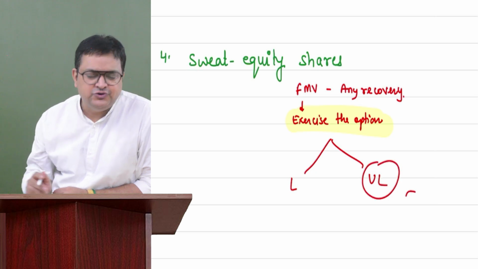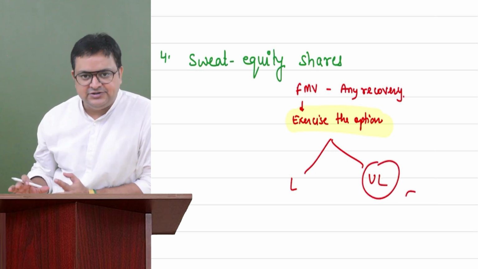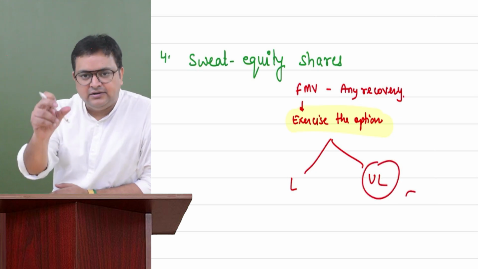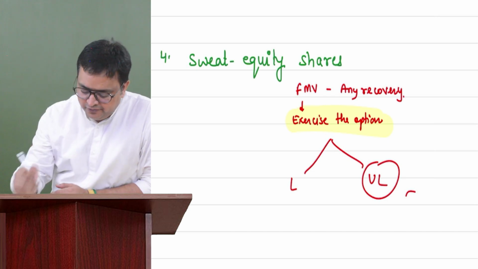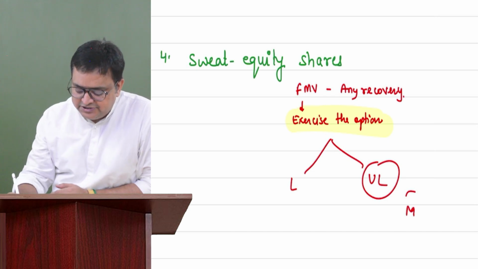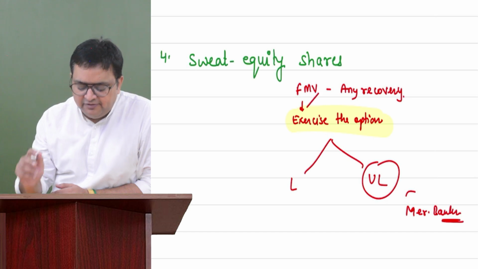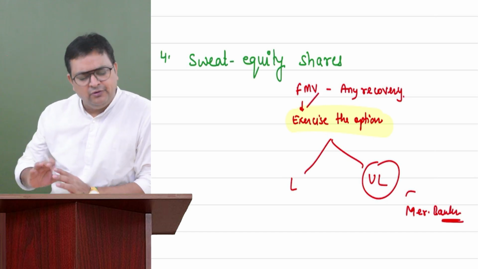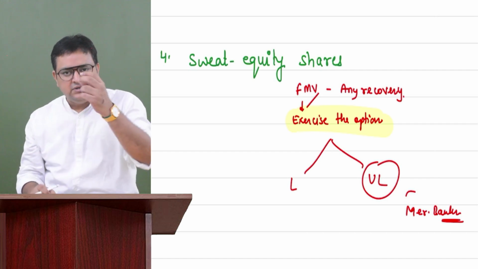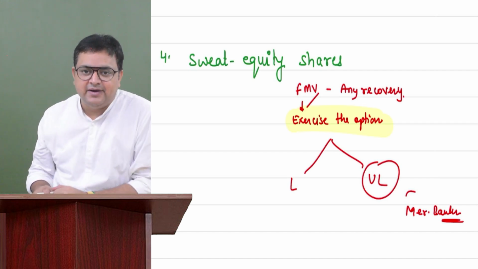For unlisted, we have no issues. If the share is an unlisted share, the question will give it to you. Whatever is the value determined by the merchant banker, in that case, that will become the fair market value. So for unlisted, don't worry. The question will specifically give you the fair market value which is determined by the merchant banker.